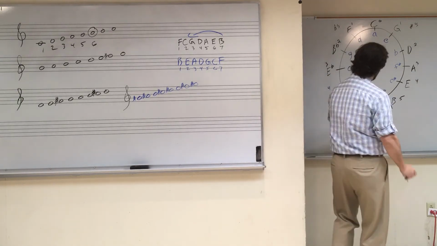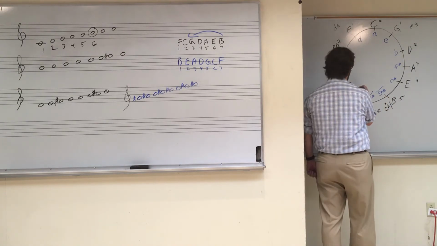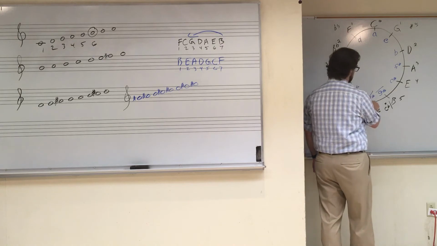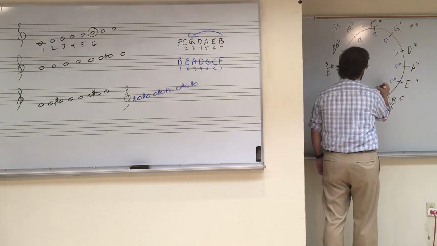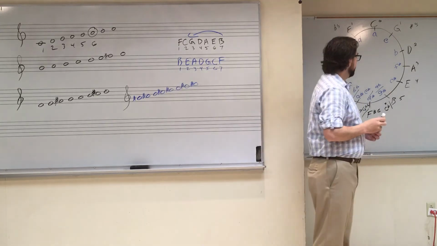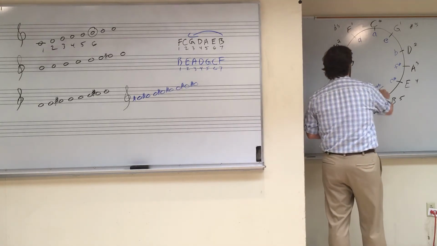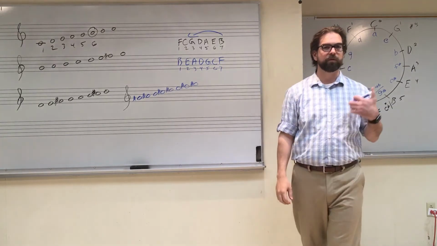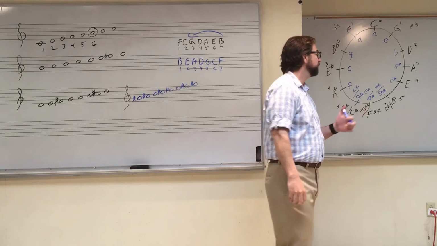And then remember, these guys are just going to be enharmonic equivalents. So A sharp is B flat, D sharp is E flat, G sharp is A flat. Something else you'll notice, I wrote my minor keys using lowercase letters. I wrote my major keys using uppercase letters. That's how we do it in music.